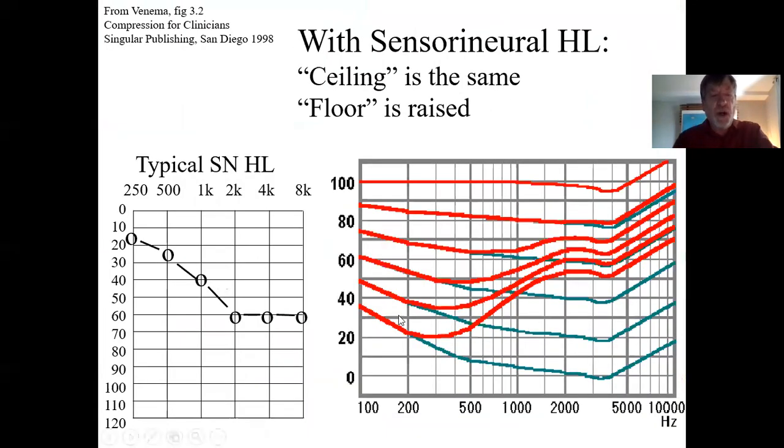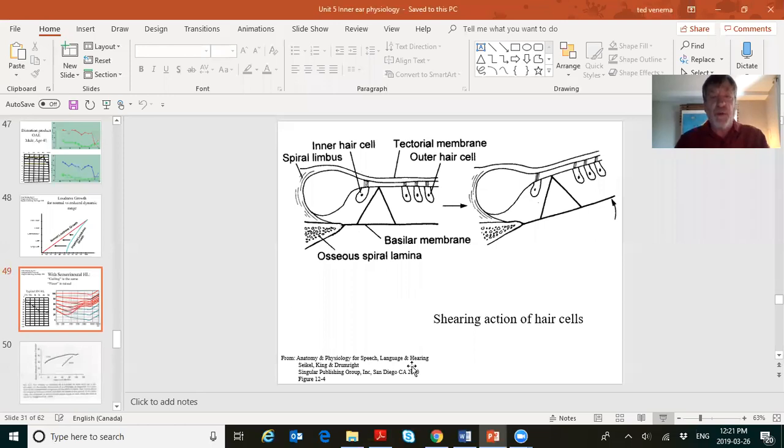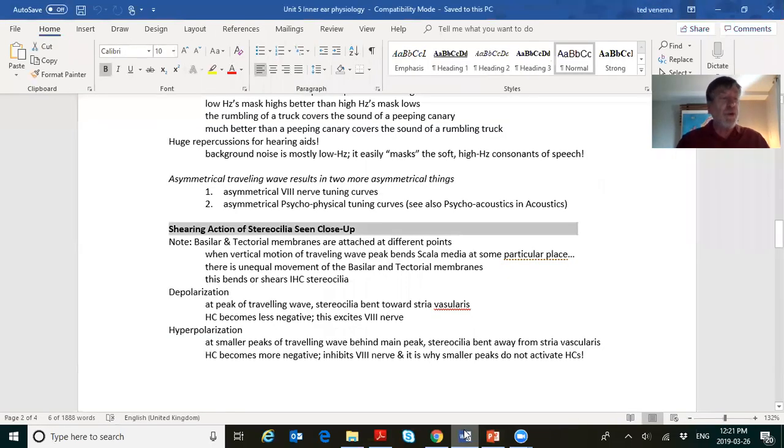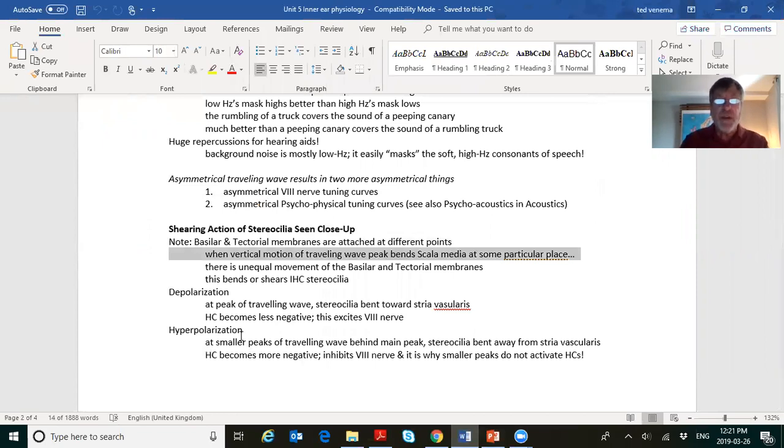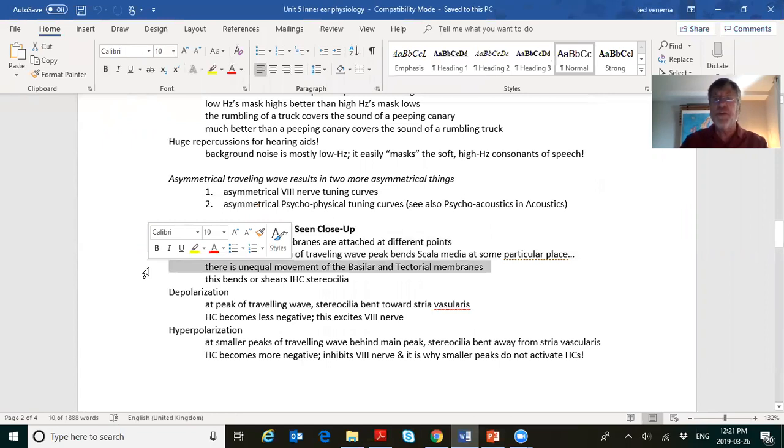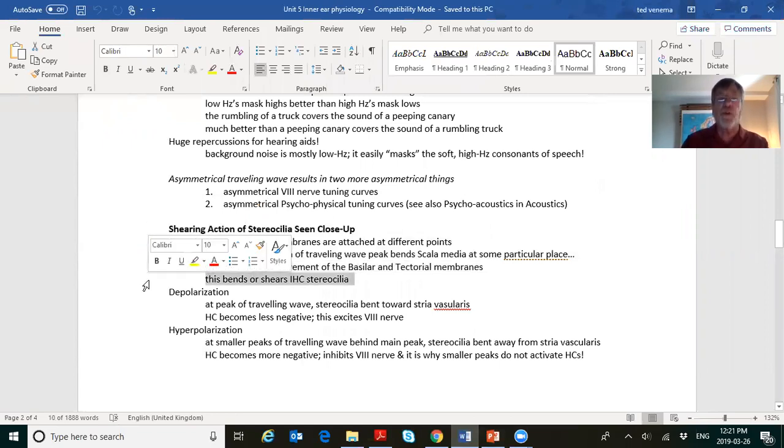Let's see now, where are we in our notes so that we can close today's session, because we'll describe more of this next week. Not a problem. So, note, look back to the shearing action. Basilar and tectorial membranes attached at different points. When vertical motion of the traveling wave peak bends the scala media at some particular place, there's unequal movement of the basilar and tectorial membranes, which bends or shears the stereocilia.